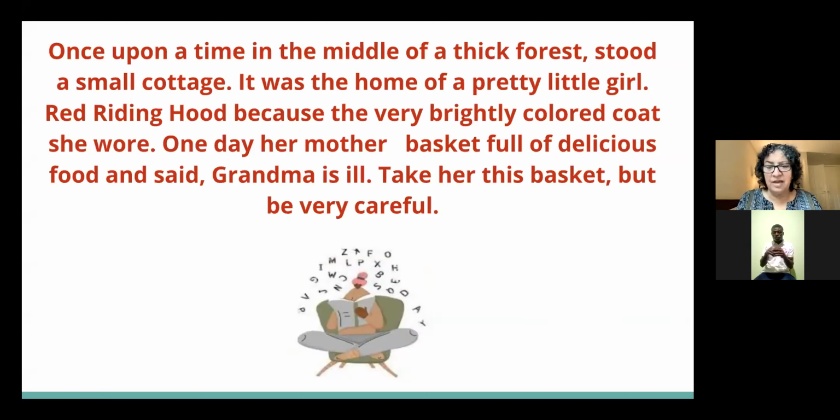So how was the experience of looking at the previous slide? How did it look like?